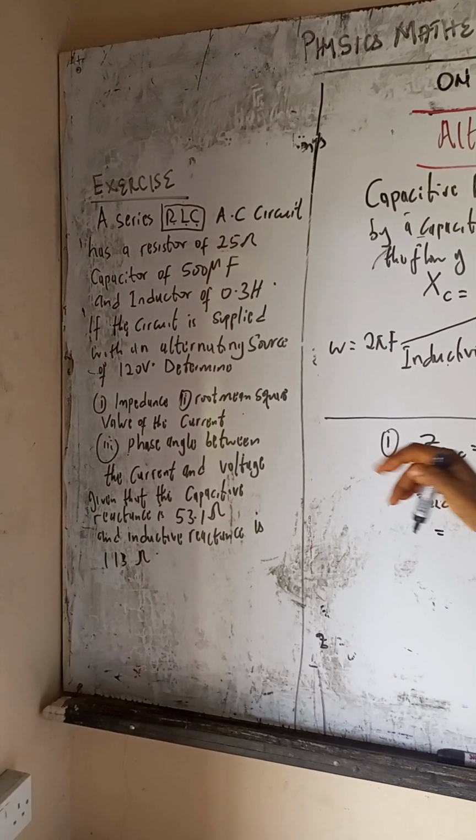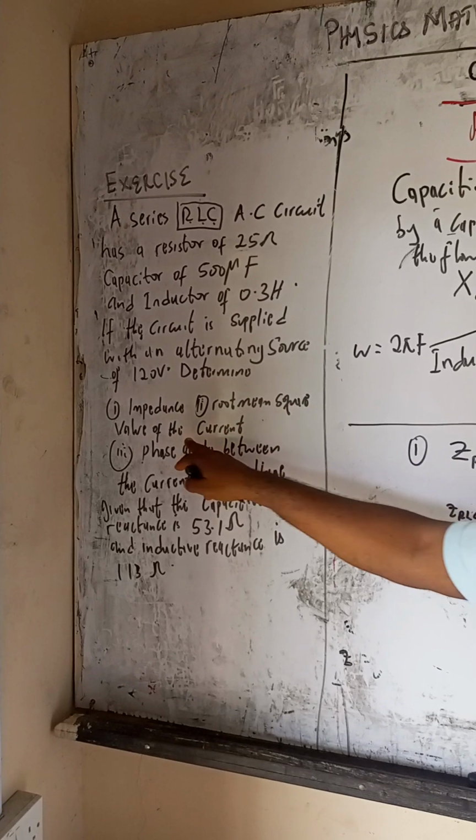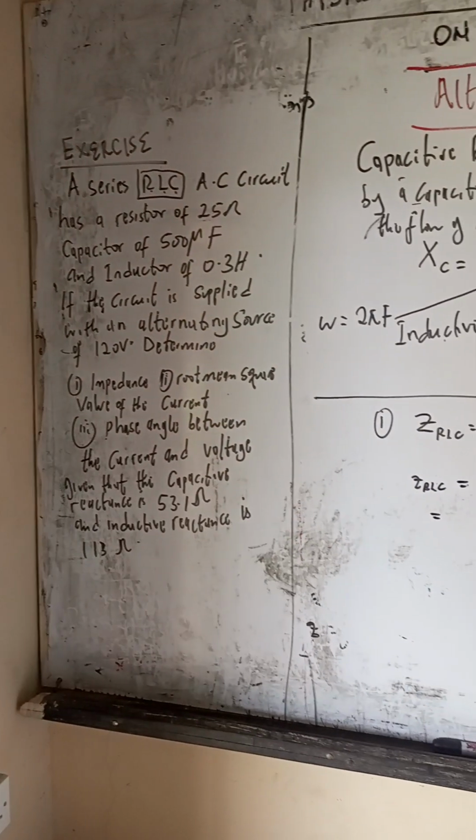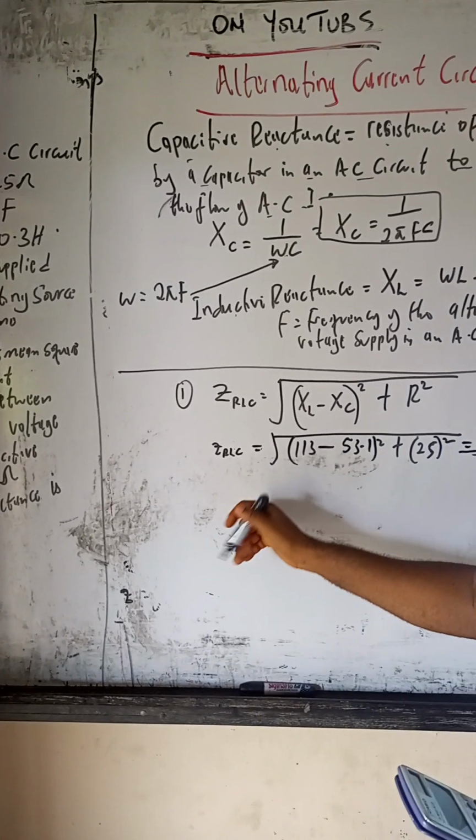Now, the second question says we should find the root mean square value of the current. Now, I just want us to take note of something.